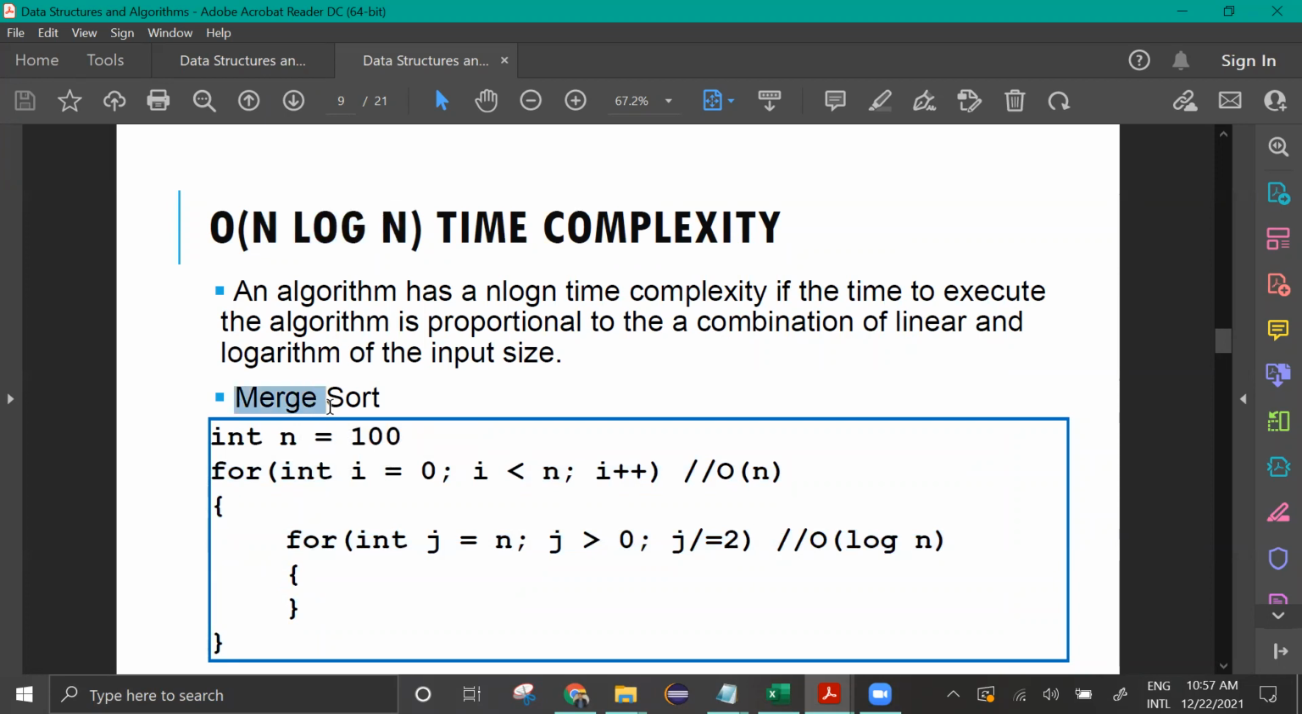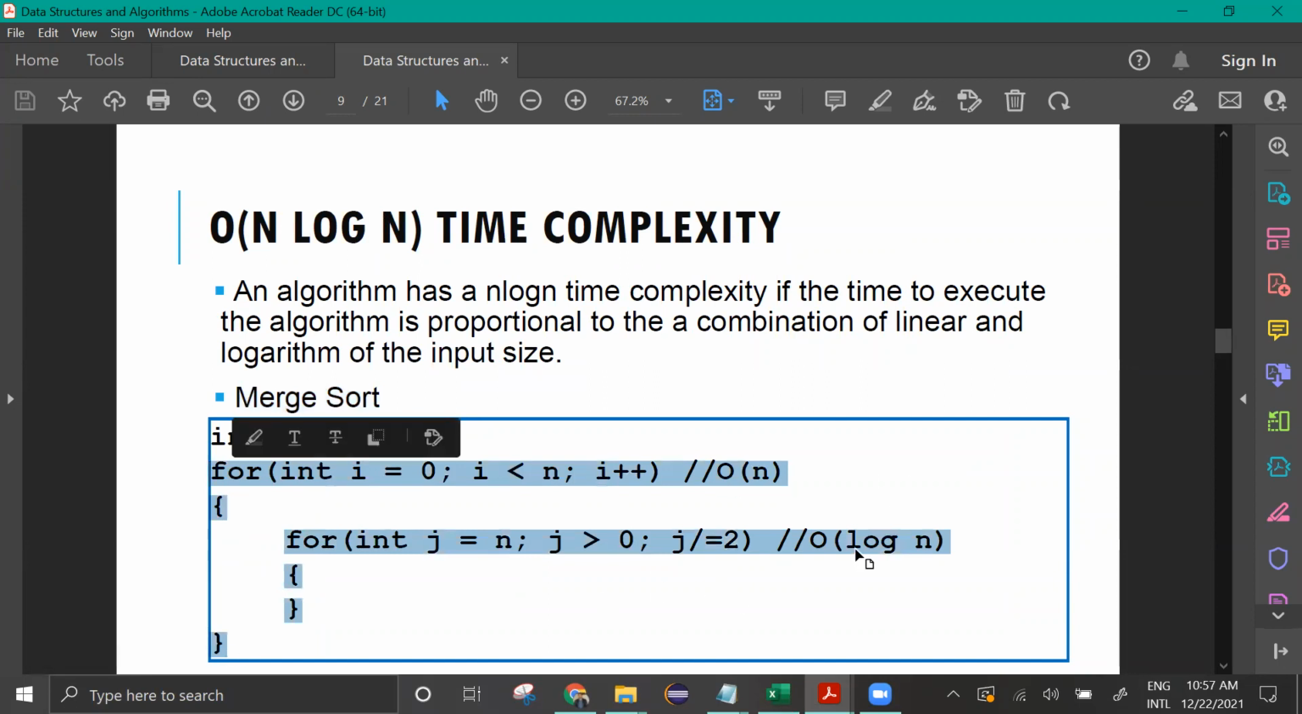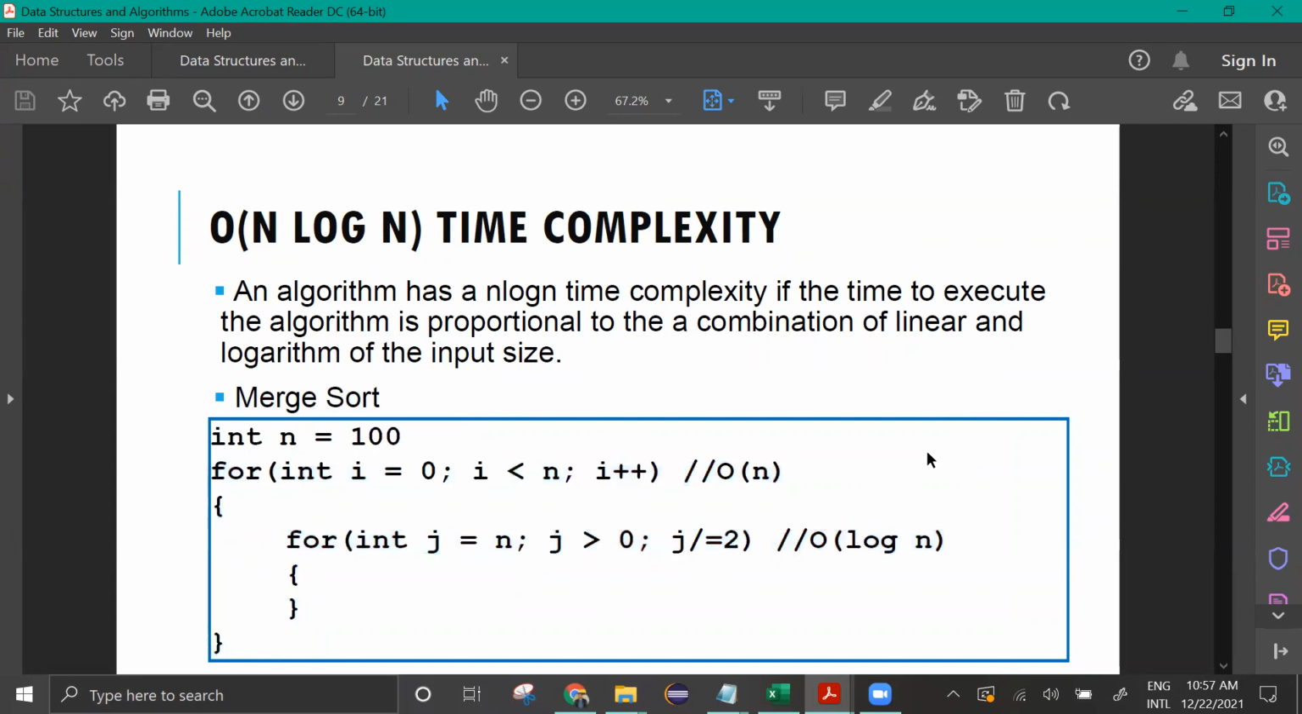In merge sort, which we are going to learn in the next semester, it has something like this. It has a loop that goes like this.